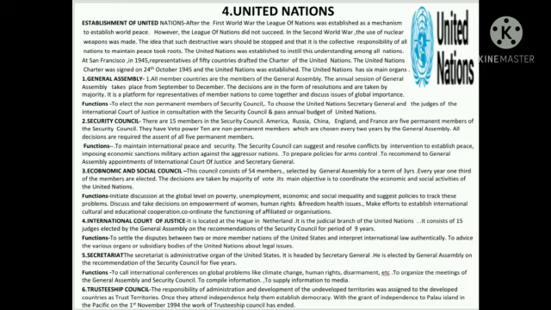The last main organ of United Nations is Trusteeship Council, which took the responsibility of administration and development of the underdeveloped territories which was assigned to the developed countries as trust territories. Once they attained independence, help them and establish democracy over there. But with the grant of independence to Palau Island in the Pacific on the 1st November 1994, the work of the Trusteeship Council has ended.